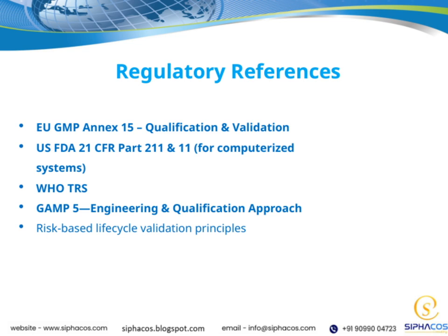The WHO Technical Report Series, or TRS, offers international guidance, promoting harmonization across different regions and standards. This helps us ensure our validation practices are consistent with global expectations. Then there's GAMP5, which stands for Good Automated Manufacturing Practice. It provides an engineering and qualification approach, focusing on a risk-based lifecycle validation. This means we assess potential risks early and design our validation activities around those risks, making the process more efficient and effective.